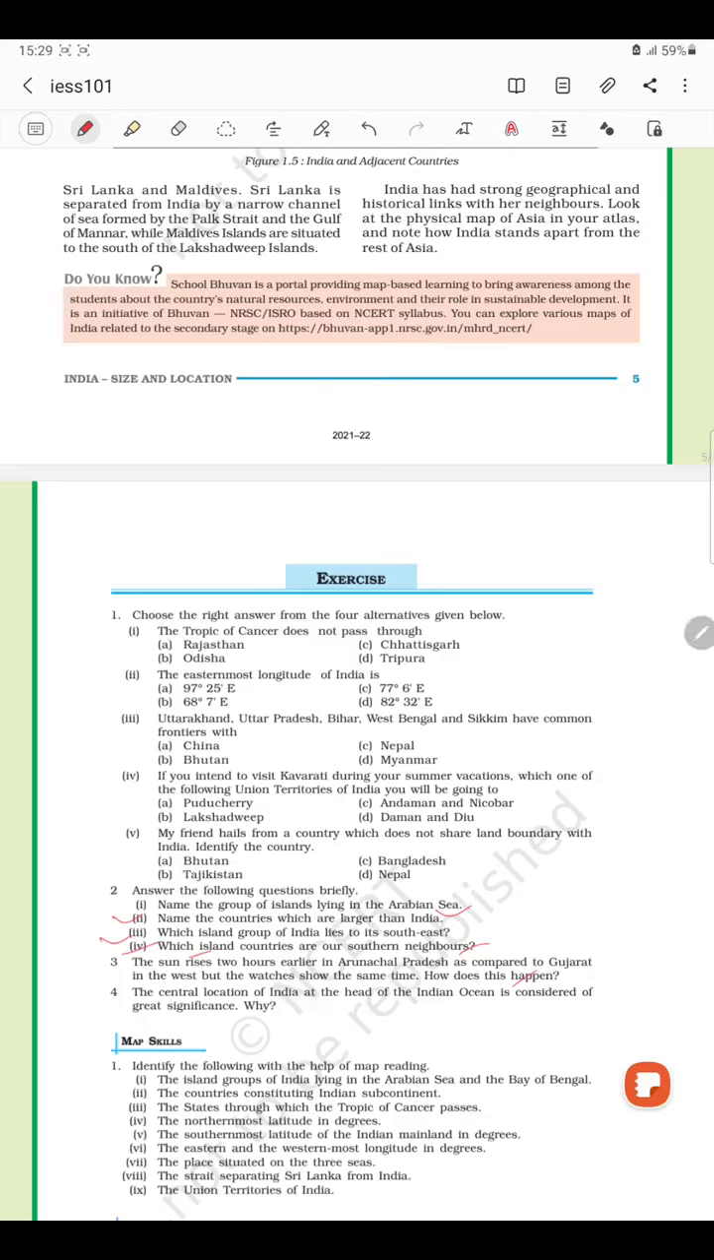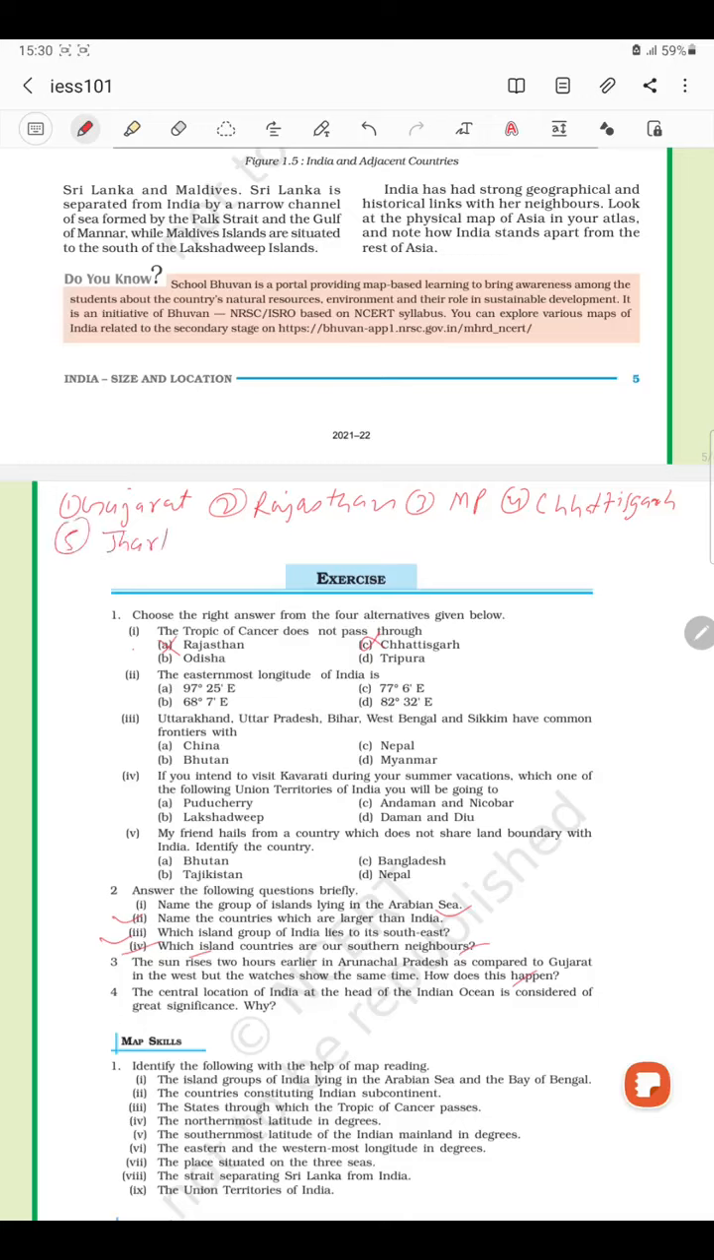Okay, now come to the point. The Tropic of Cancer does not pass through which of the states? I already explained that one. The Tropic of Cancer passes through 8 states. We just take them from left to right. First one was Gujarat, then a little part of Rajasthan. Then Madhya Pradesh, MP. Then Chhattisgarh.